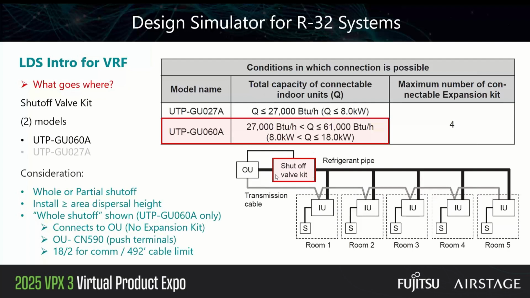The shutoff valve kit on the outdoor unit side, so to speak, for whole shutoff is always going to be the 060 model. It wires directly to the outdoor unit, as you see, and it will shut off refrigerant flow to all the indoor units. It connects to the outdoor unit, so no expansion kit is required. It is connected directly to the PCB on the outdoor unit via connector CN590. It's got some push terminals, so there's no additional wire kit required. And because it's an external input, we can have nearly up to a 500-foot cable length from the shutoff valve to the outdoor unit.